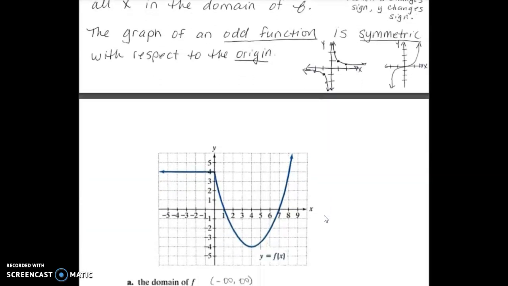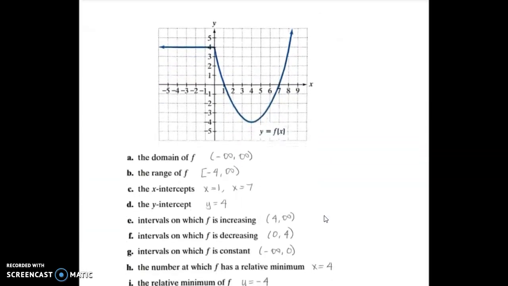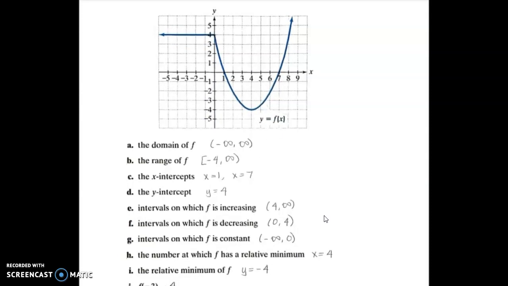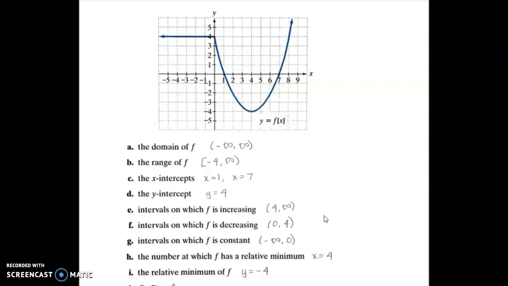All right, so let's look at this graph and try to tie a lot of this stuff together that we've talked about these last couple of sections. Looking at this graph, we want to answer all of these questions. Part A says find the domain. Notice we have arrows on both ends. It extends as far left as we could go, and then eventually it will extend as far to the right. So our domain would be all real numbers, using interval notation, -infinity, comma, infinity, with parentheses on the ends.